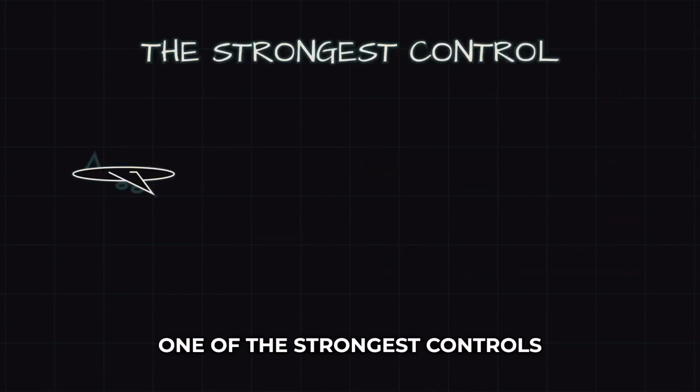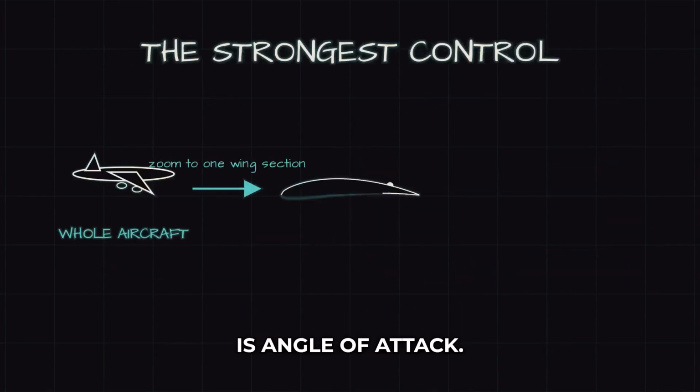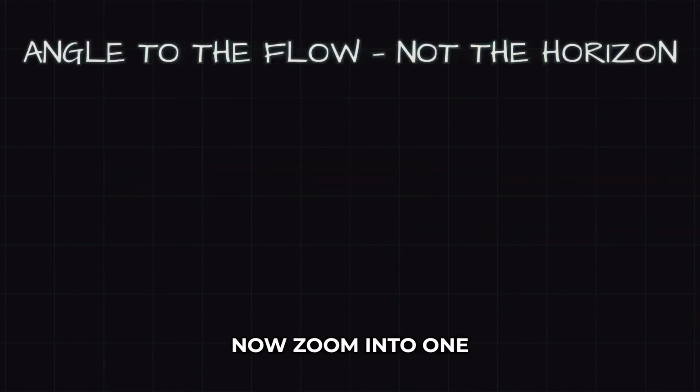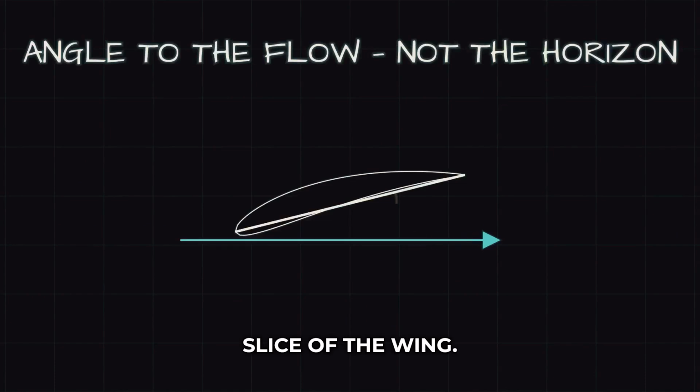One of the strongest controls on that momentum exchange is angle of attack. Now zoom into one slice of the wing.